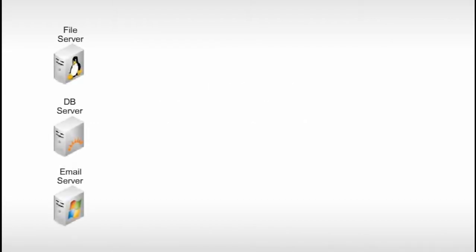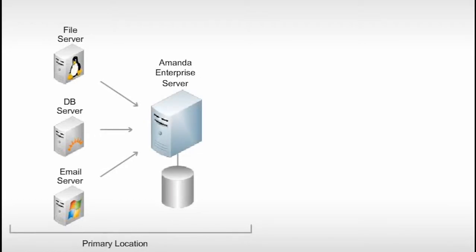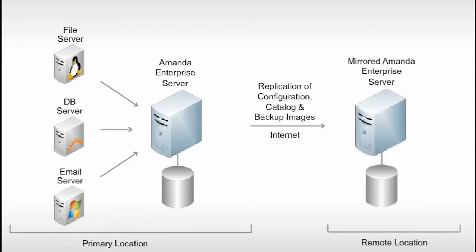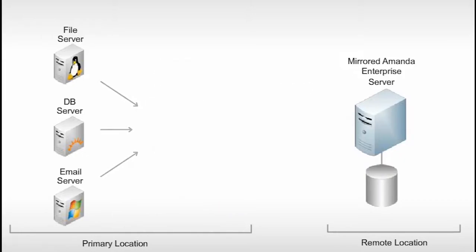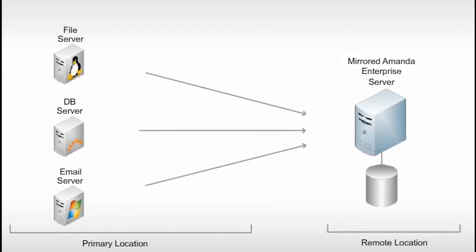First step is to have your important systems backed up to a Zmanda Enterprise backup server. Zmanda's disaster recovery option for Zmanda Enterprise will help you replicate the configuration, backup catalog, and backup images to a remote backup server. This remote server acts as your standby backup server. In case the primary backup server becomes unavailable, the backup clients, which are the systems that have important applications and data, can use the standby backup server for ongoing backups and restores.